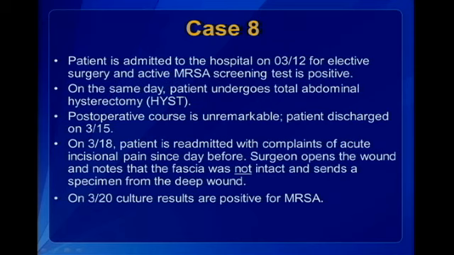So you have a patient admitted to the hospital on 3/12 for an elective surgery, and you do have an active MRSA screening protocol at your facility, so you screen everyone with a little nasal swab on admission, and they are a MRSA positive patient. On the same day, the patient undergoes a total abdominal hysterectomy. The post-op course is unremarkable, and the patient is discharged on 3/15. On 3/18, the patient is readmitted with complaints of acute incisional pain since the day before. The surgeon opens the wound and notices the fascia is not intact.